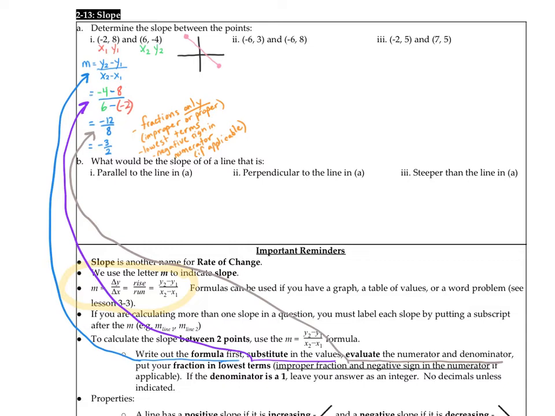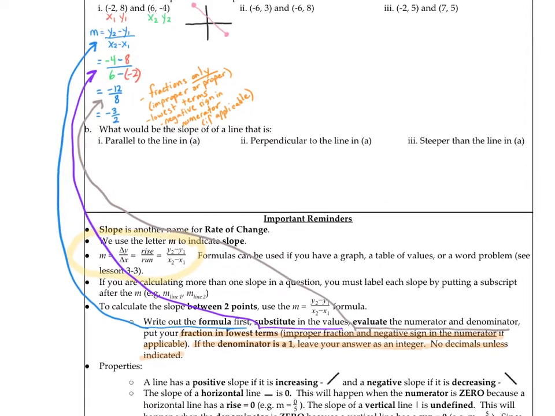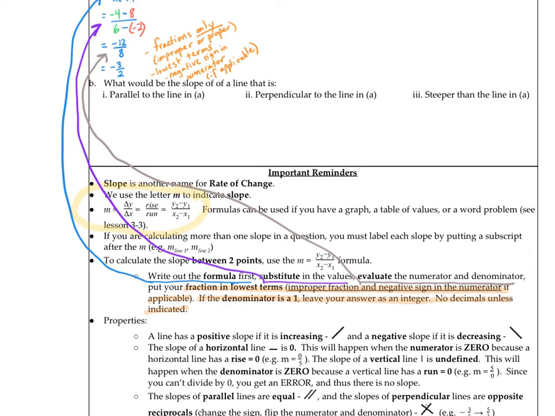And then lastly, make sure that you put your fraction in lowest terms, improper fraction, and negative sign in the numerator if applicable. Now the important thing too is if the denominator is a 1, you would leave your answer as an integer. And no decimals unless indicated. So let's talk about that integer thing because a lot of people leave the denominator as 1.